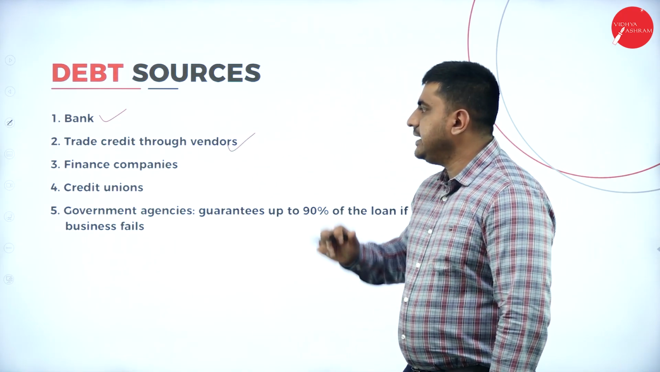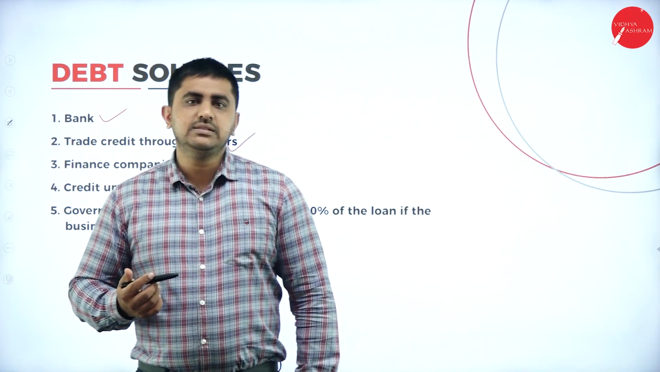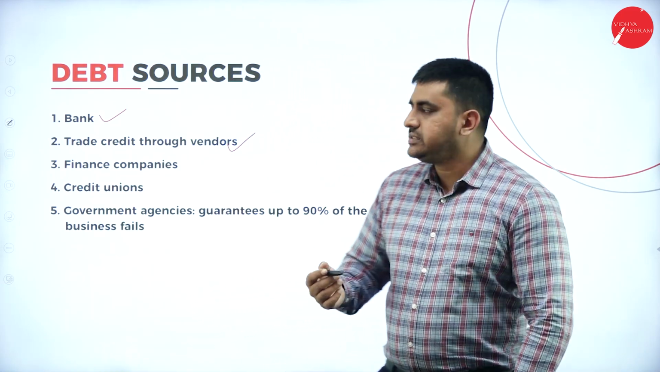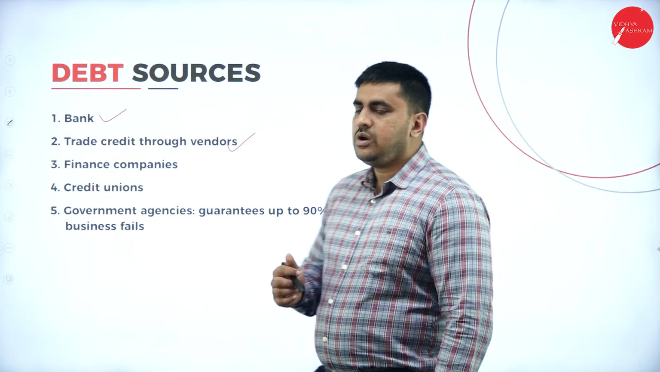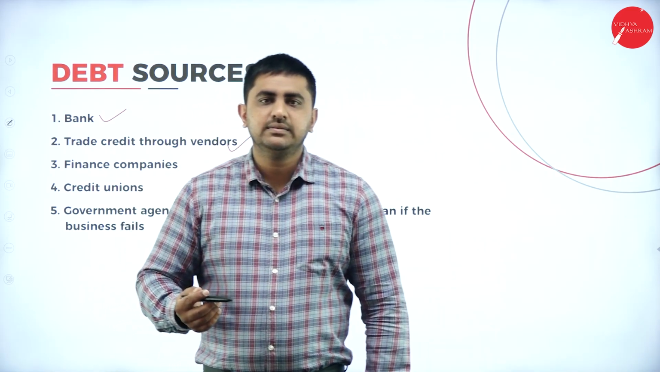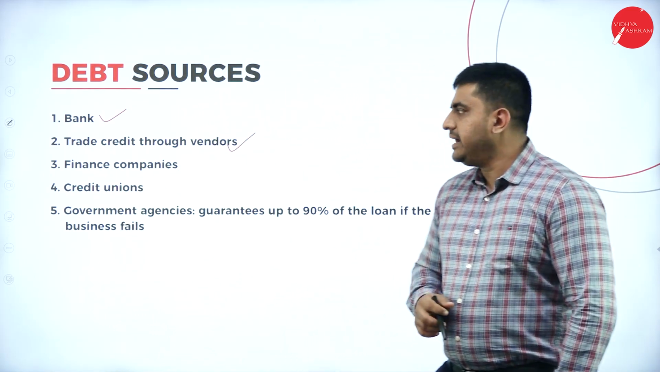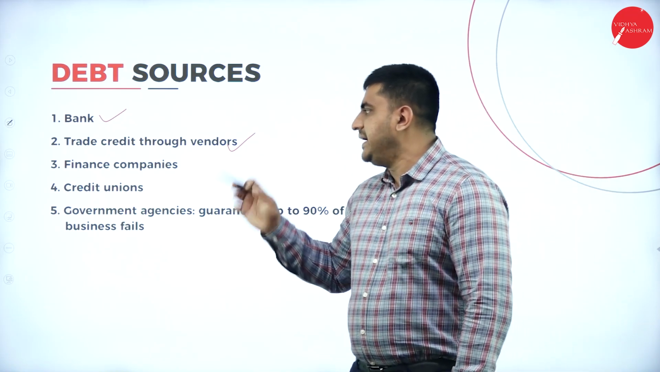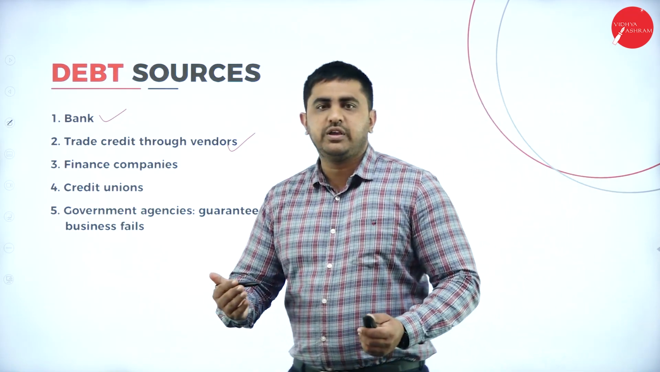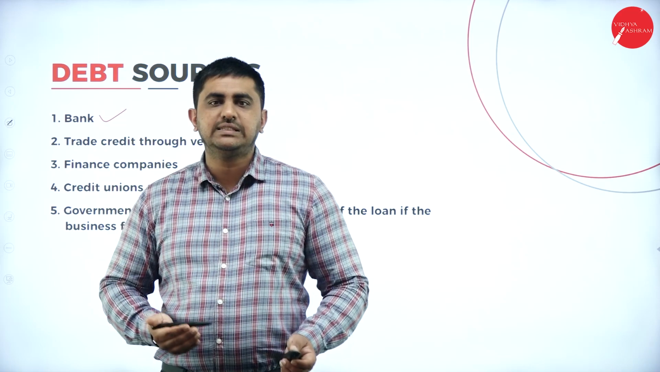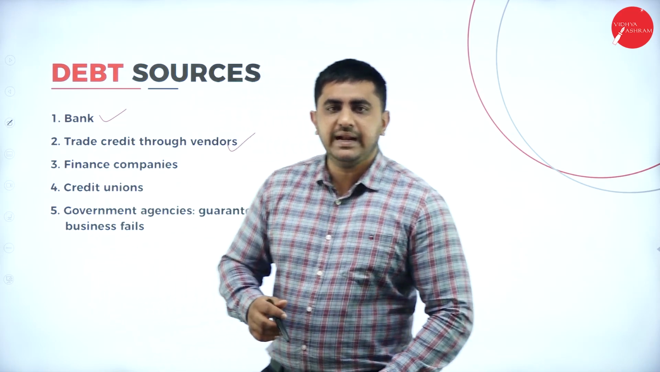So what is basically credit? Trade credit means they will give you materials on credit or they will give you money, and you will have to repay it back. That is trade credit through vendors. That is, you can procure raw materials or anything of that sort and you can make the payment later.